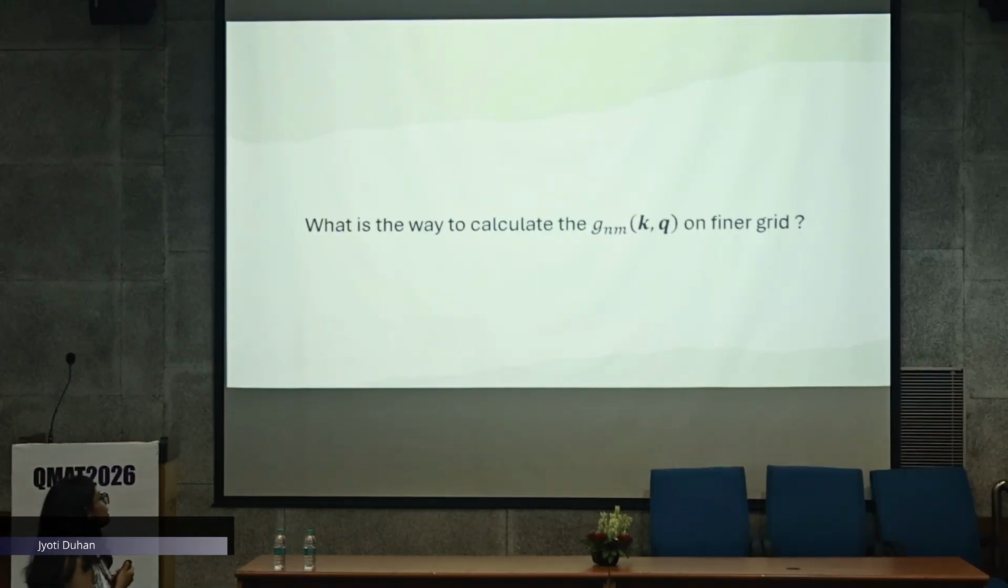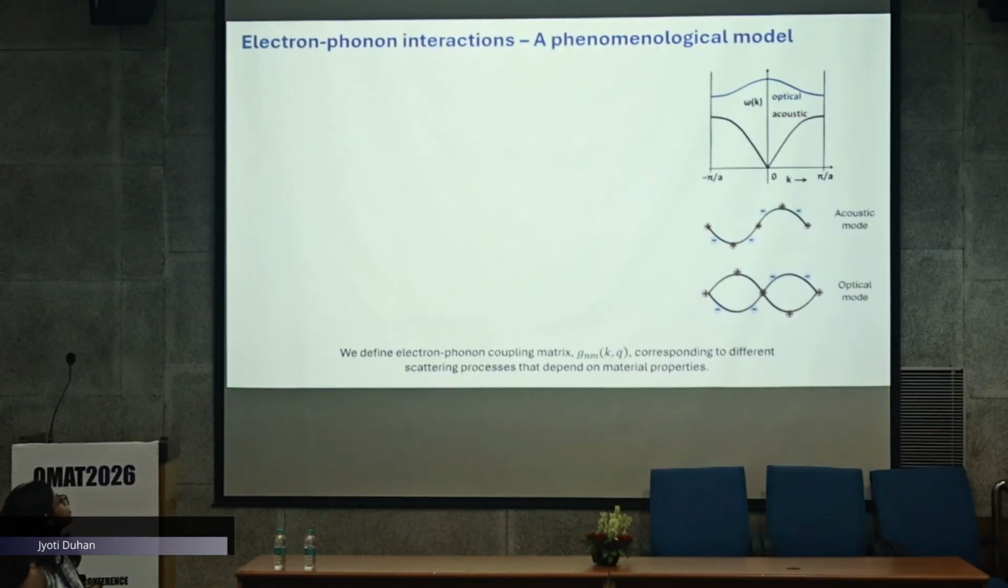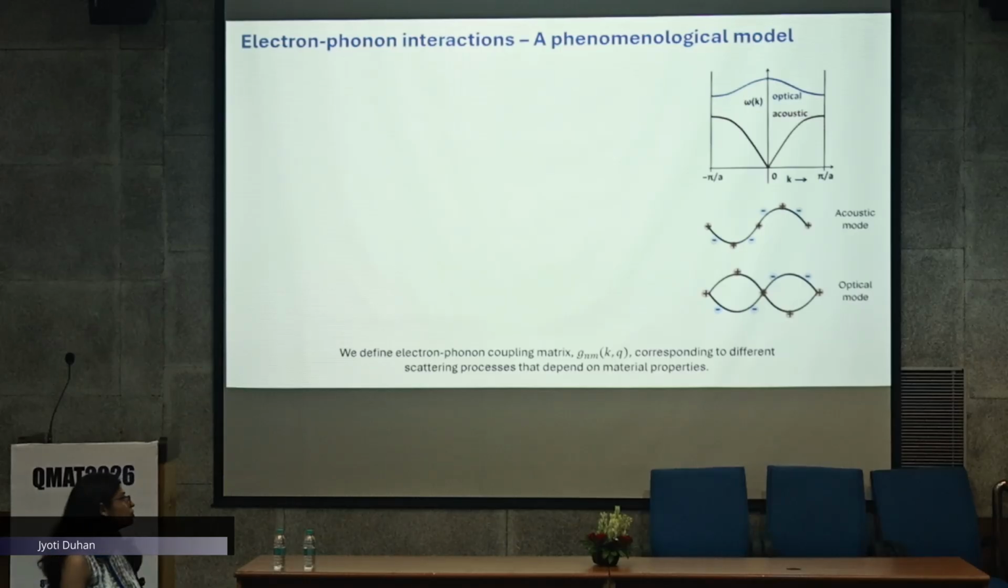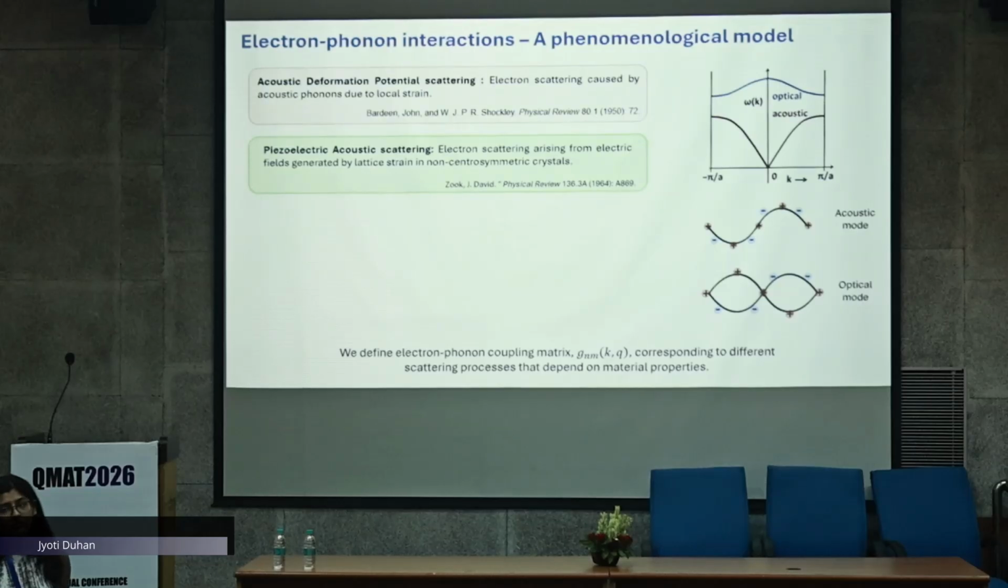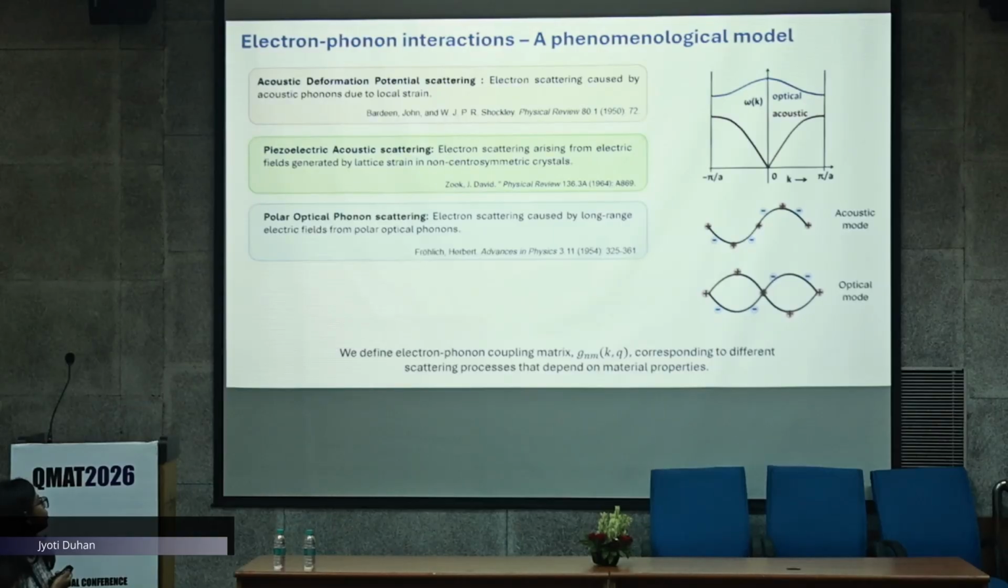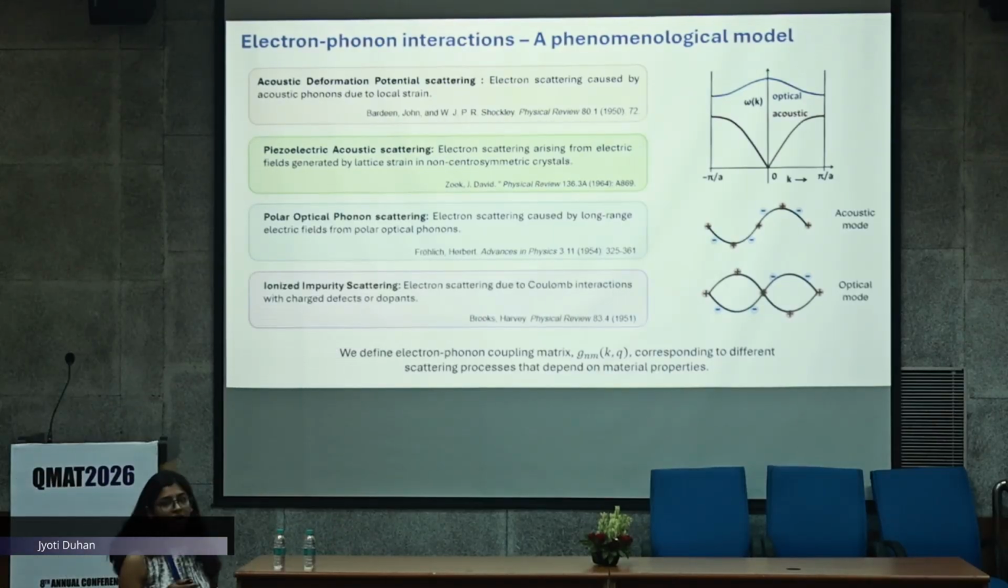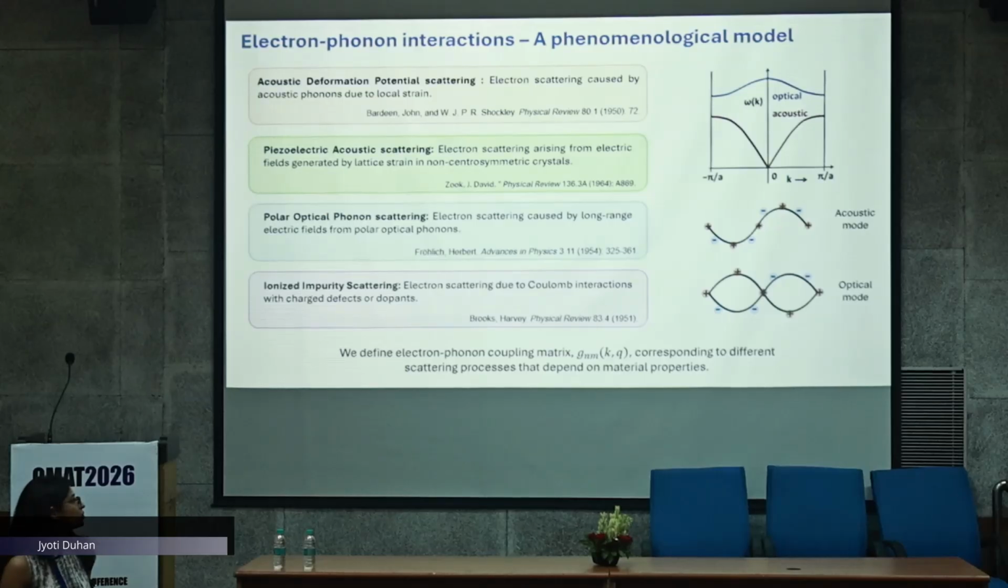So now the question arises how we will calculate the electron-phonon coupling matrix on finer grids. Instead of going for the fully first-principles approach, we define phenomenological models, based on the possible scattering that can happen in a material. The electron can scatter from the acoustic phonon modes, and it will feel a deformation potential. If the material is piezoelectric, it can scatter from the electric field due to the piezoelectric nature, or it can scatter from the optical phonon modes, or if there are some ionized impurities present in the system, that can also scatter the electrons.